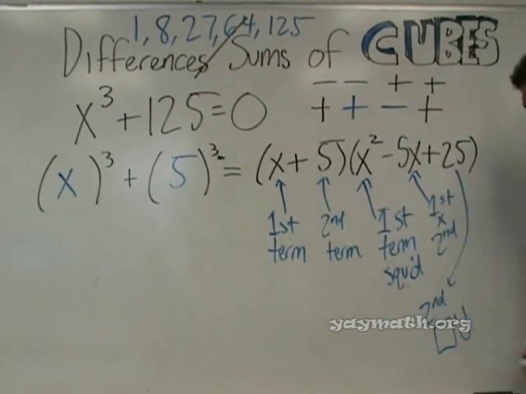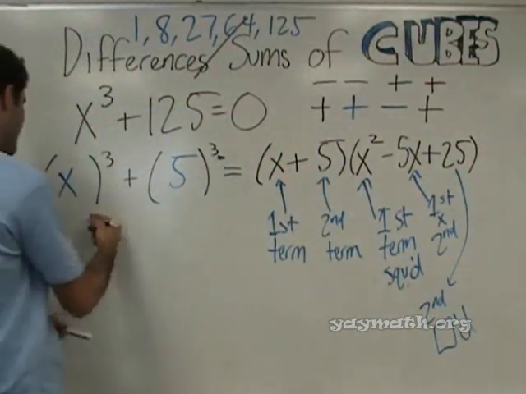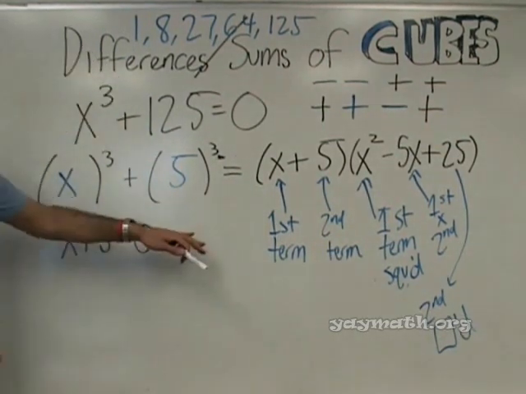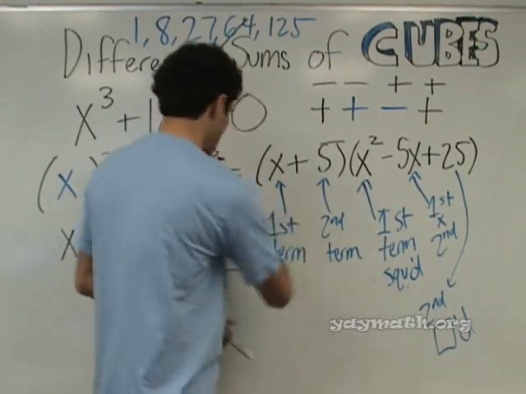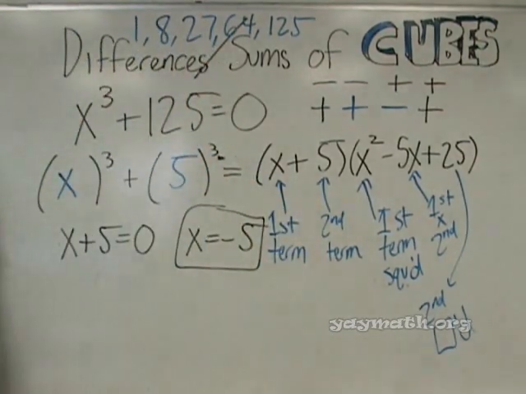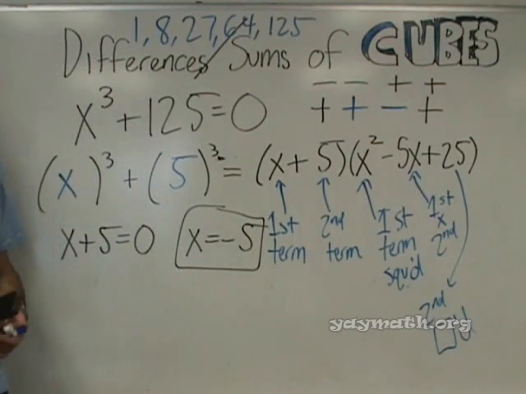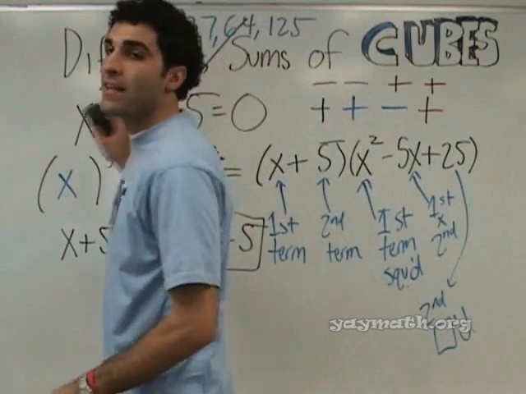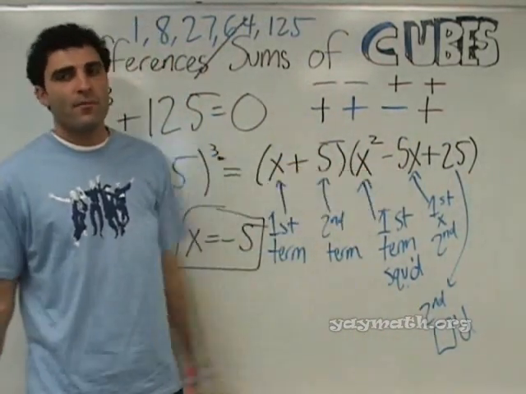Alright, so let's set both factors to 0. x plus 5 equals 0. So that implies that x equals negative 5. And now let's set the second term to 0. And I'm going to do the quadratic formula now. Why would you do the first one? Because it's even. This one's odd. Half squared would be more of a problem.